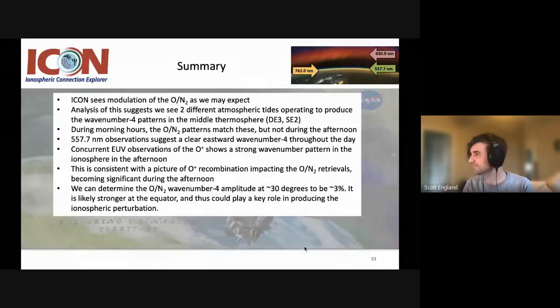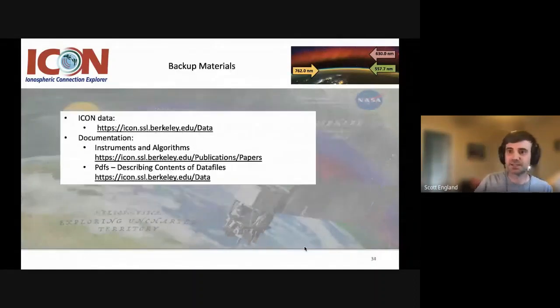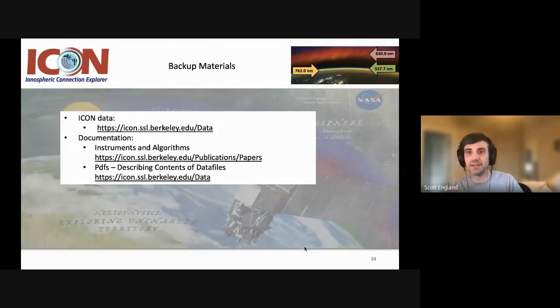Okay. This is my last slide. If you want to go get the data, there's a link with documentation on the instruments, algorithms, and some PDFs describing the data files.